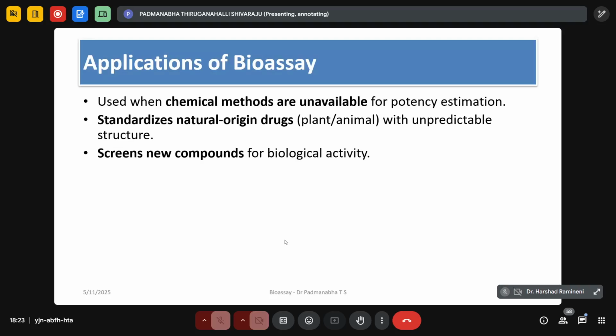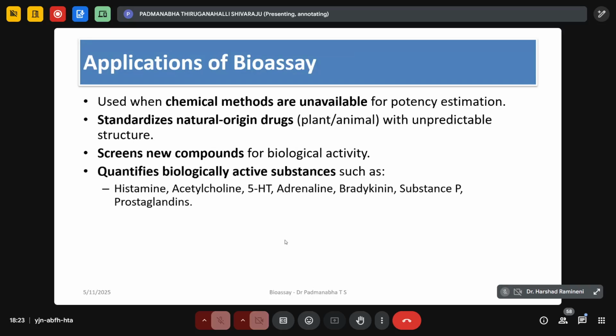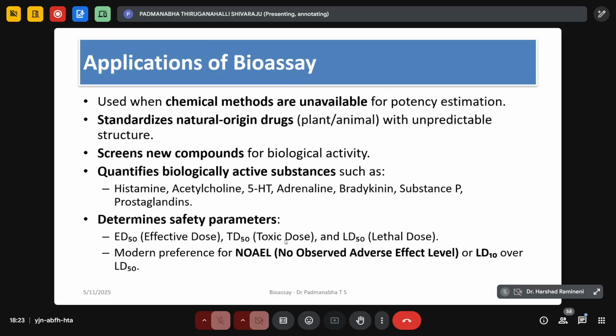And it is used for screening newer compounds for biological activity, while quantifying the biologically active substance as discussed. Especially when we are using histamine, acetylcholine, serotonin, adrenaline, bradykinin, substance P, and prostaglandins, we make use of the bioassay.